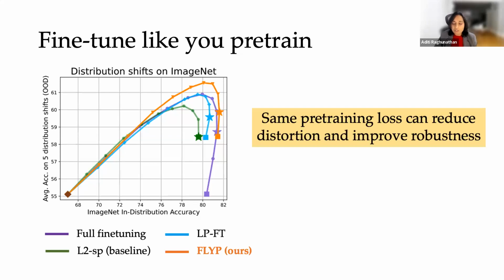And so what we discovered is that the same pre-training loss can actually help to reduce distortion, and we can measure this in terms of how much the parameters have changed and subsequently improve robustness.